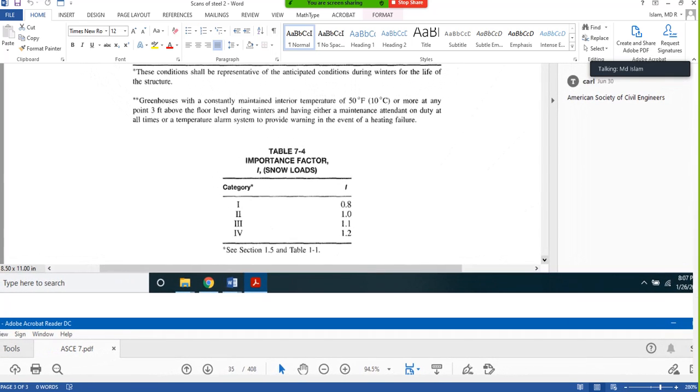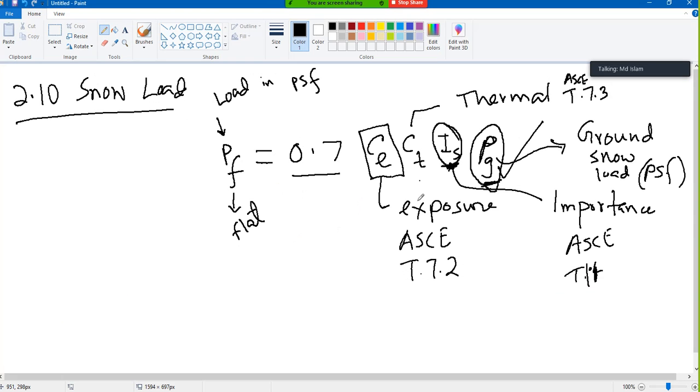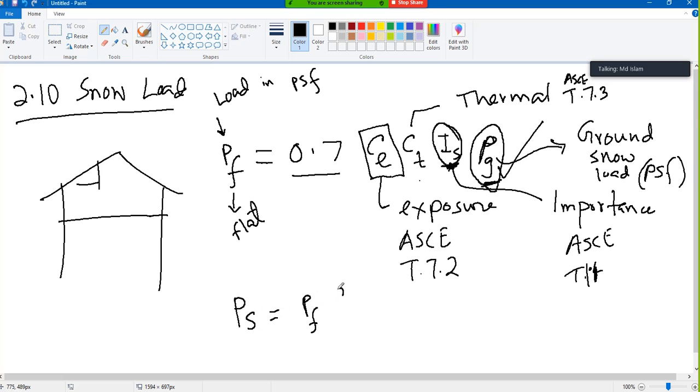So this equation, hopefully you learn. It is the flat roof snow load; F means flat. Now your question is, what happens if it is sloped? Most of our buildings are sloped, with a slope here. In that case, no problem, your load will be Ps, the slope load. What is that? Pf times Cs. Simply multiply by another factor, Cs.